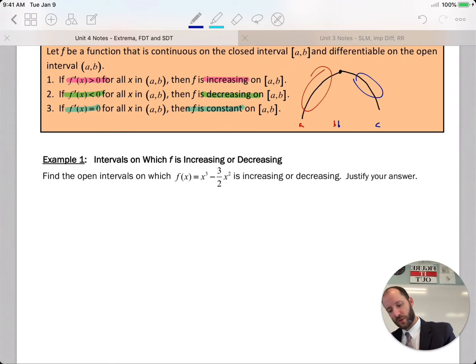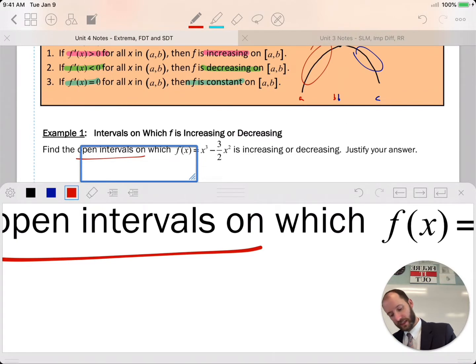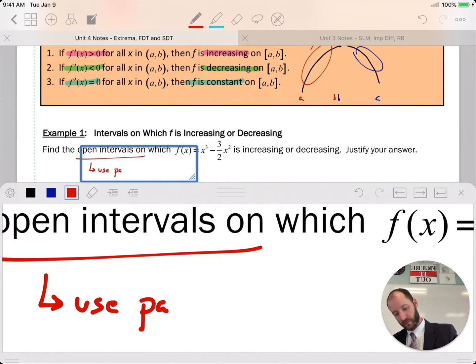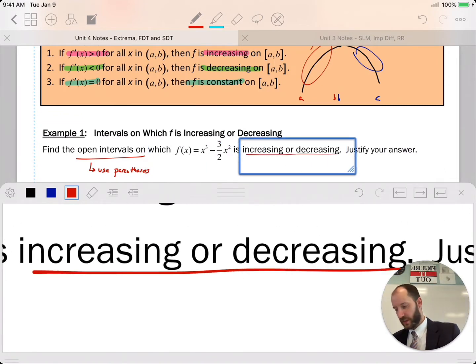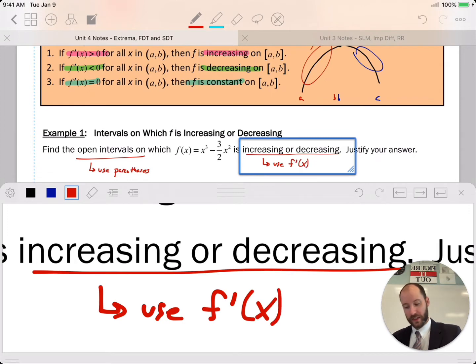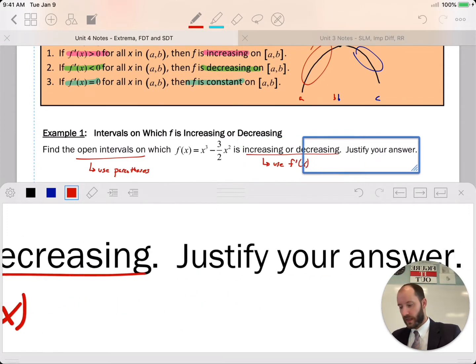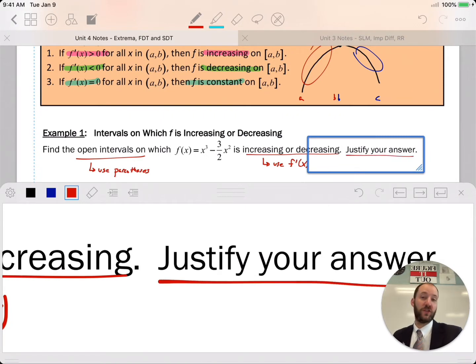So let's look at how this works. We are finding open intervals. So in this case, they're telling us use parentheses, on which f(x) is increasing or decreasing. So increasing or decreasing, we're going to use f prime of x. We're going to use the test for increasing, decreasing, and then justify your answer. These three words.